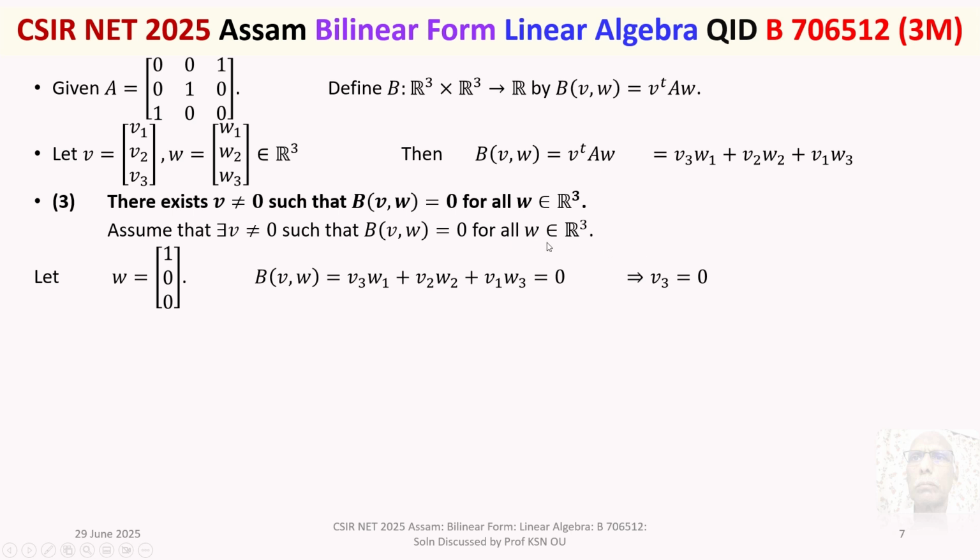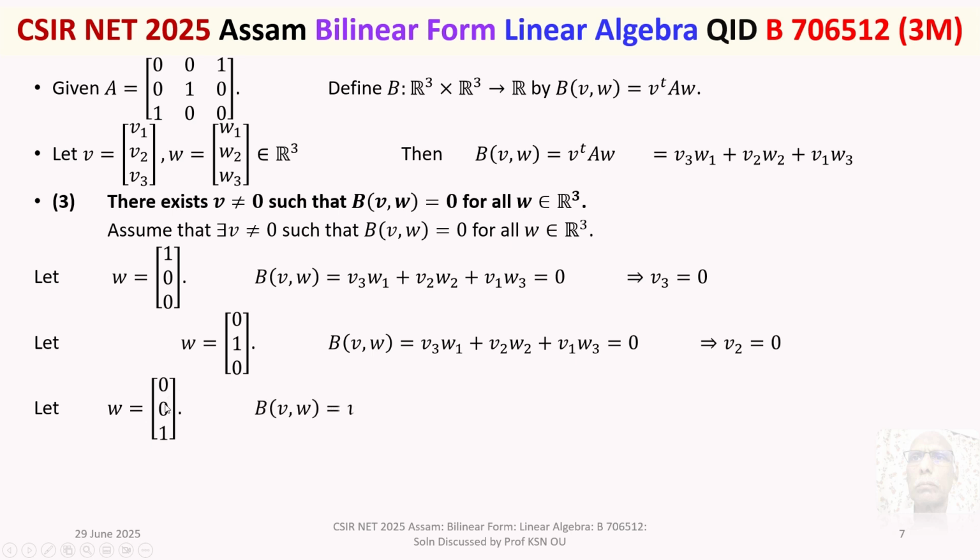So you can try for W equal to 0, 1, 0. B of V comma W will be, so W2 is 1 and V2. So V2 will be 0. And let W be 0, 0, 1. B of V comma W is equal to, W3 is 1, so V1 is equal to 0.